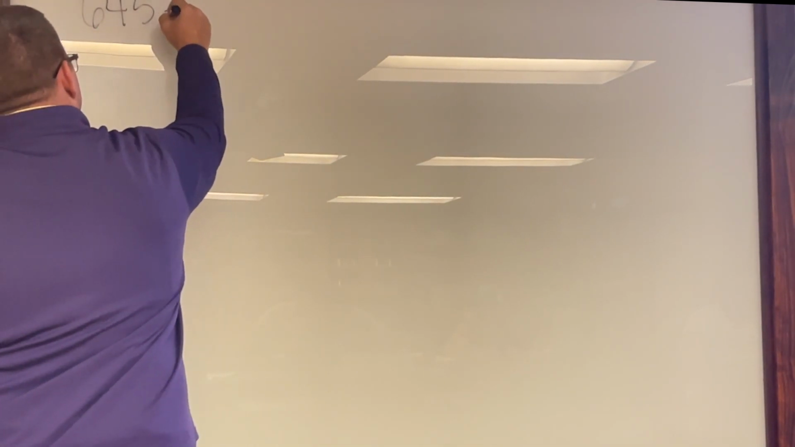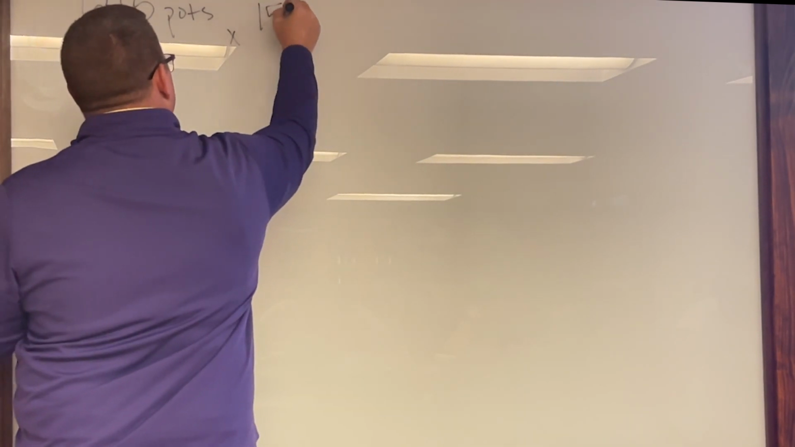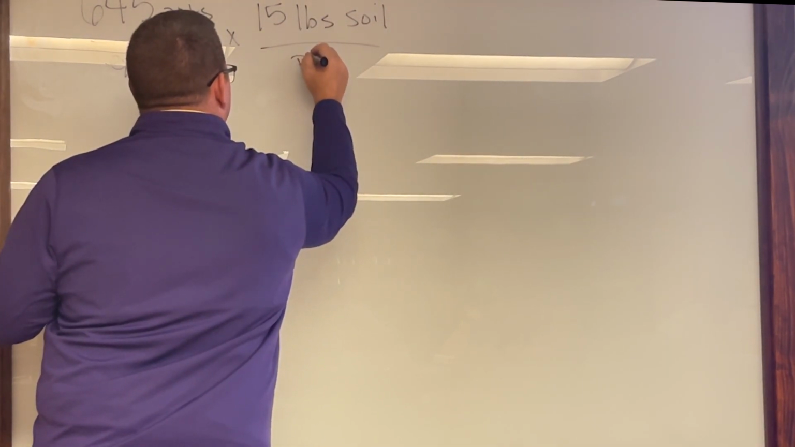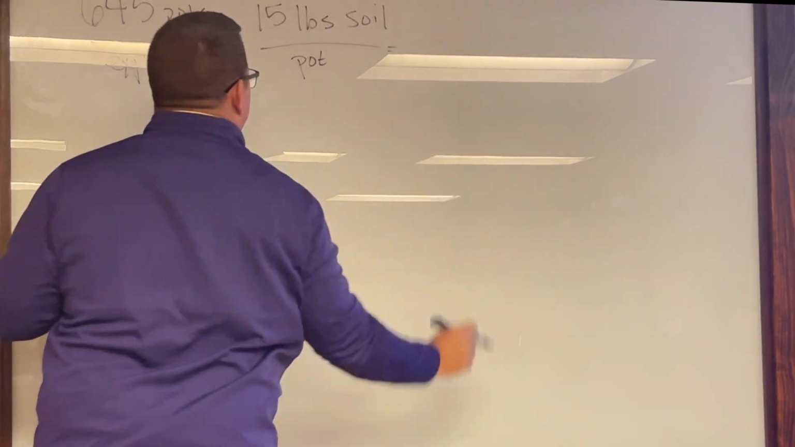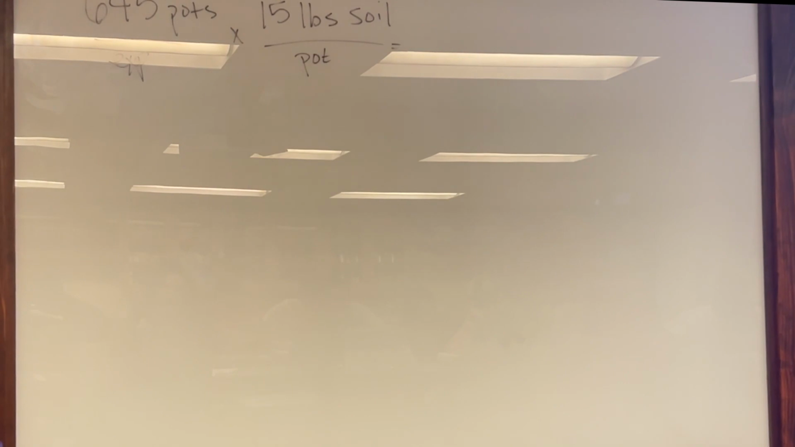All right, what's the first thing we need to figure out? How much air dried soil do we need? Pots per experiment, and 15 pounds of soil per pot. How many pounds of soil do we need for the whole experiment? 9,675. I concur.